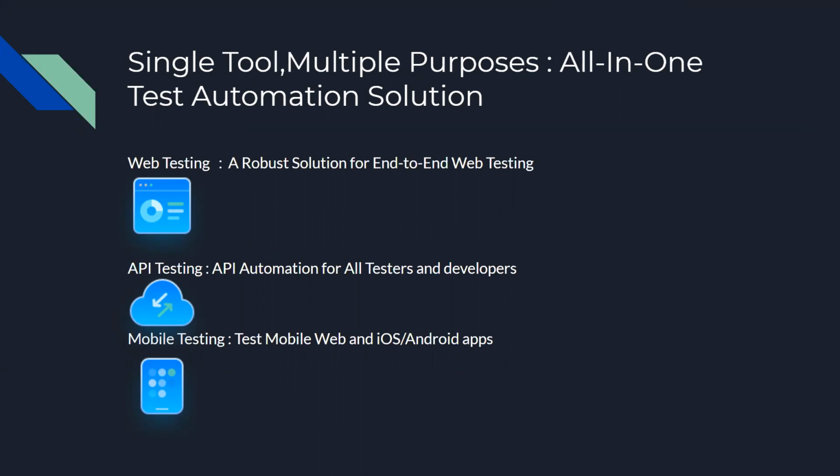Mobile testing also. Suppose you are opening the web application in your browser, and many users will be opening the same application in a mobile browser as well. That we call mobile web. So you can write your automation test cases for mobile web as well. And you can write and automate your test cases for iOS and Android applications as well.